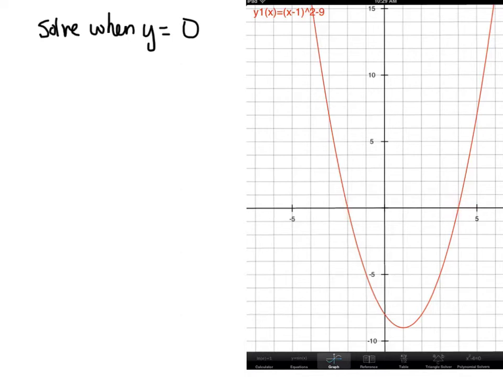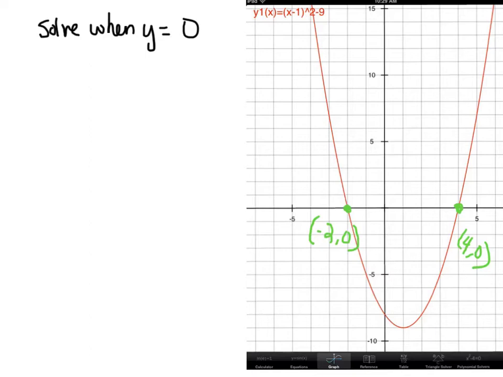So according to the graph, where y is equal to 0 are at these two spots, and that is (-2, 0) and also (4, 0). Now I'm going to solve this algebraically. We're going to check to see, if I rearrange the equation, will I end up with x values of negative 2 and 4?